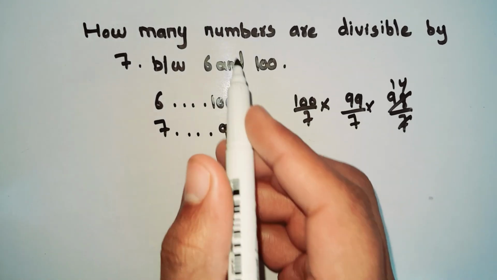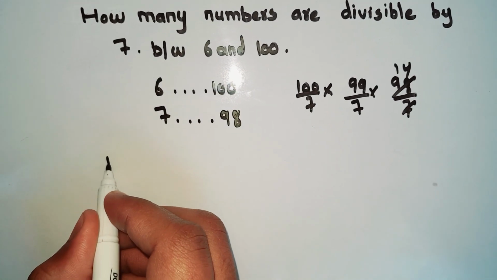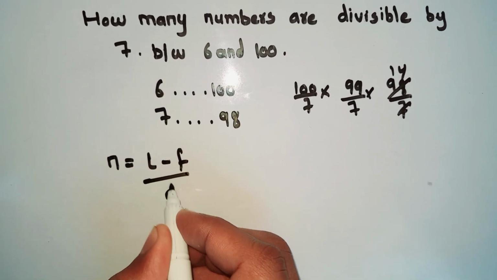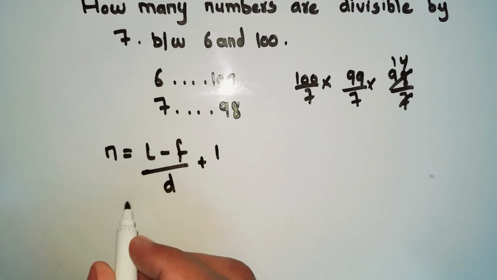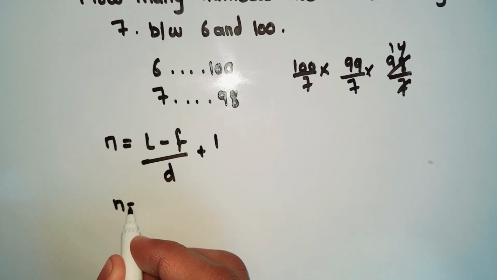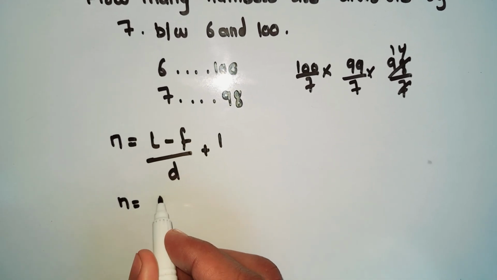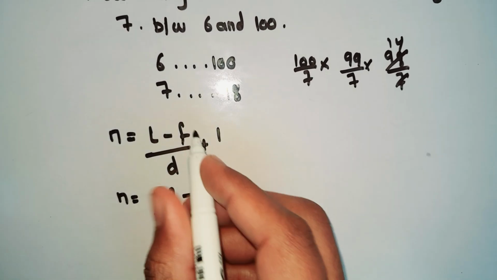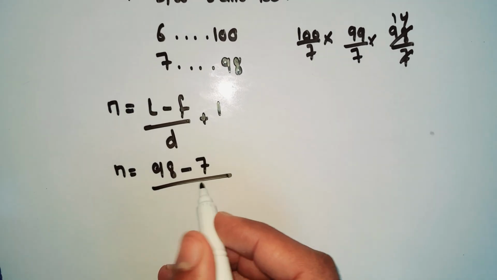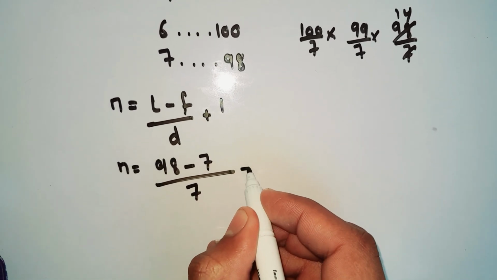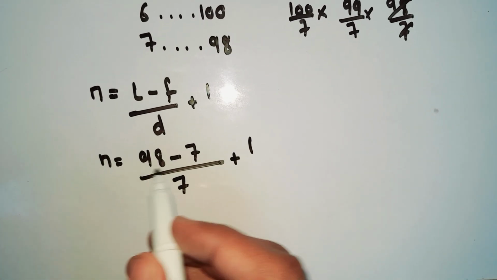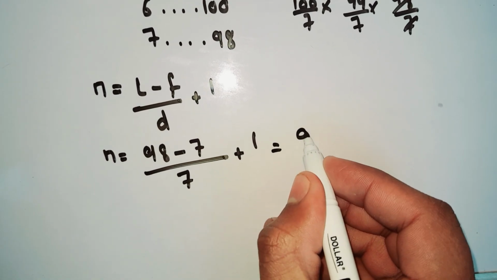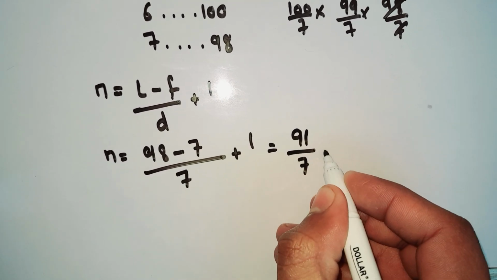Now we find how many numbers there are. The formula for the number of terms is n equals last term minus first term, upon common difference, plus 1. Now we put the values in this equation. So n equals the last term, 98, minus the first term, 7, upon d, the common difference. We know the difference is 7, plus 1. So n equals (98 minus 7) upon 7, plus 1. So 98 minus 7 is 91, upon 7, plus 1.